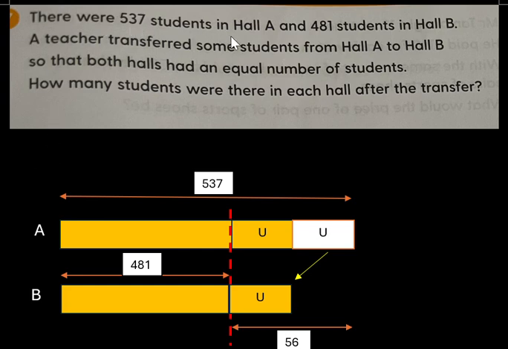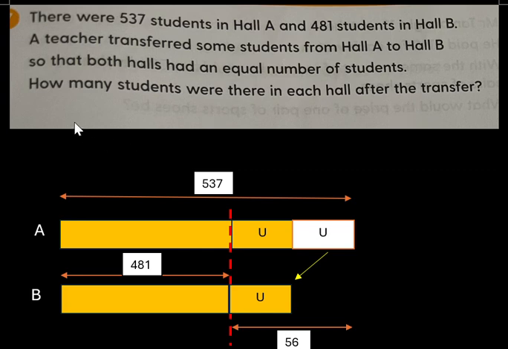There were 537 students in Hall A and 481 students in Hall B. A teacher transfers some students from Hall A to Hall B so that both halls have an equal number of students. How many students were there in each hall after the transfer?